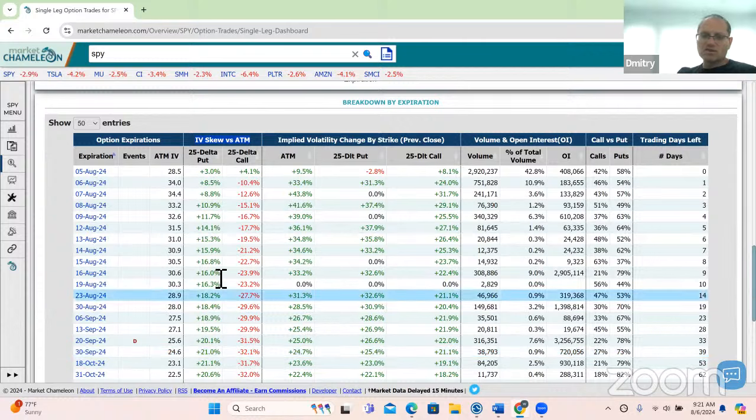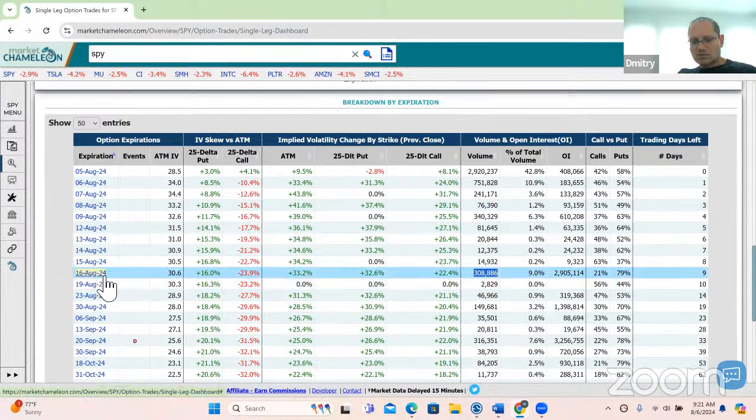It doesn't have to be, for example, let's go out here. Here's one nine days out, right? This traded 308,000 contracts. On August 16th, the implied volatility at the money is 30.6. But that doesn't mean it's 30.6 for every strike available to trade. And we call this a vertical skew, right? A skew where the option volatility changes.